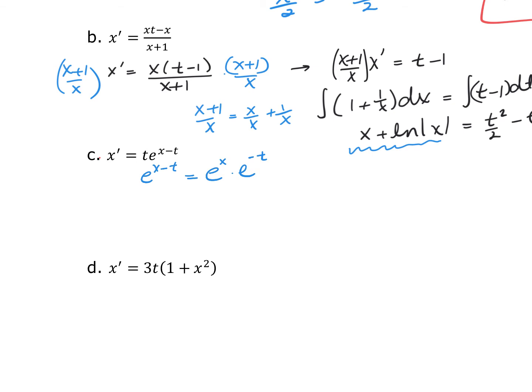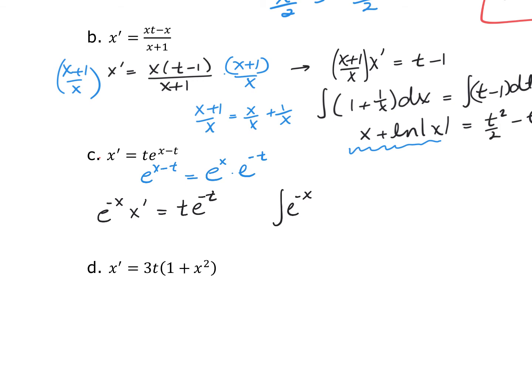So then I can bring this e raised to the x to the other side, and then I have just t on one side and just x on the other. So I'm going to divide both sides by e to the x. So I have e raised to the negative x, x prime, is equal to t e raised to the negative t. Now I have t's on one side and x's on the other, so I was able to separate this. I'm going to integrate both sides.